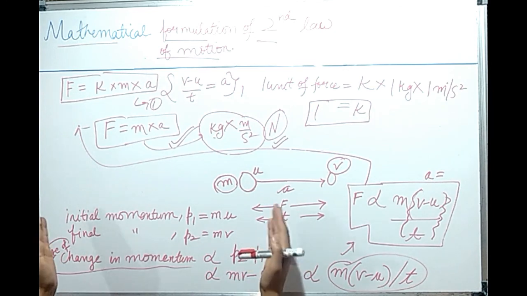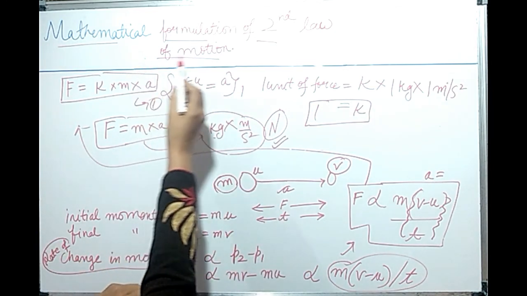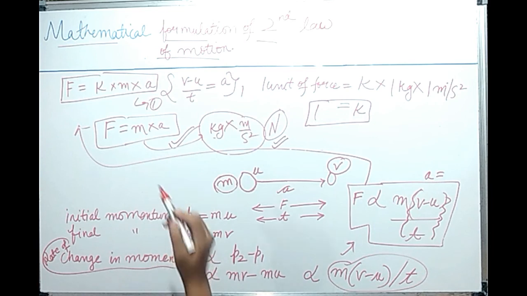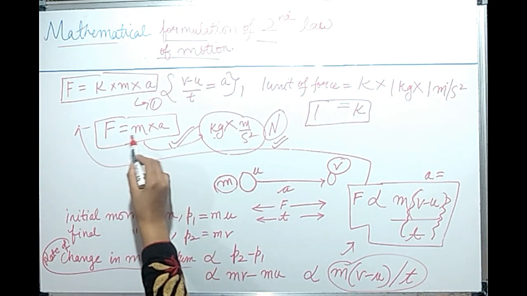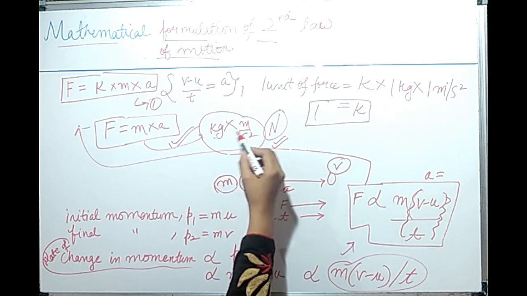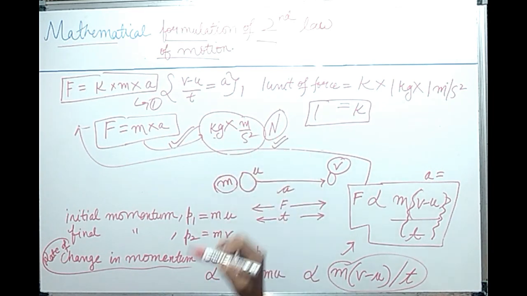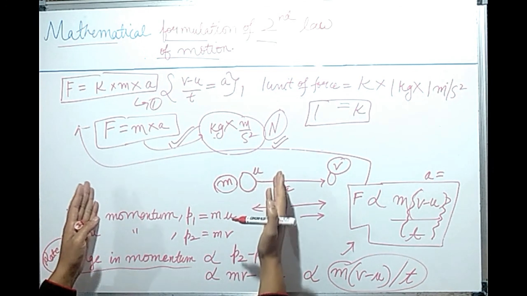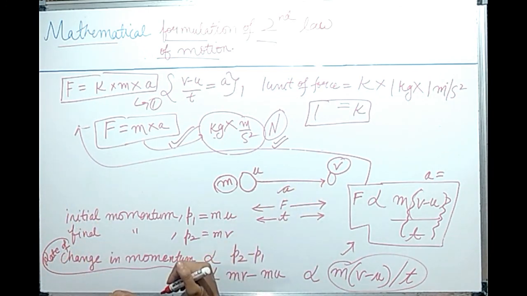So dear students, I hope you have understood the mathematical formulation of second law of motion, and we have got the result force equal to mass into acceleration, and SI unit of force is kg meter per second square, that is Newton. If you have any query or doubt regarding this, you can mention it in the comment box.